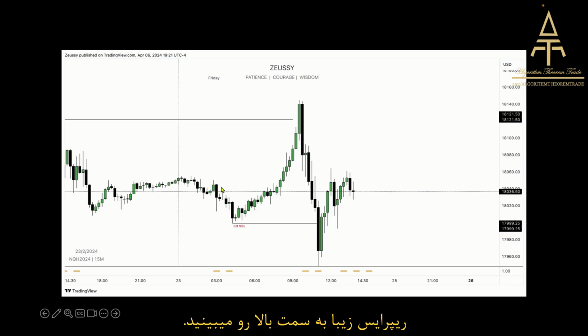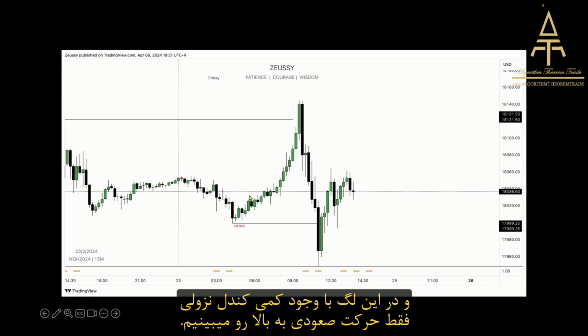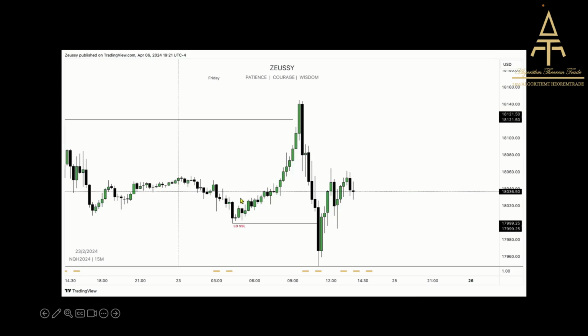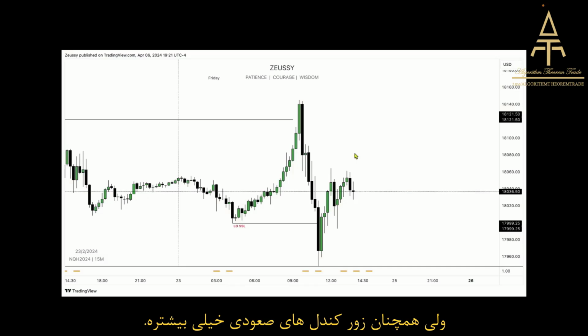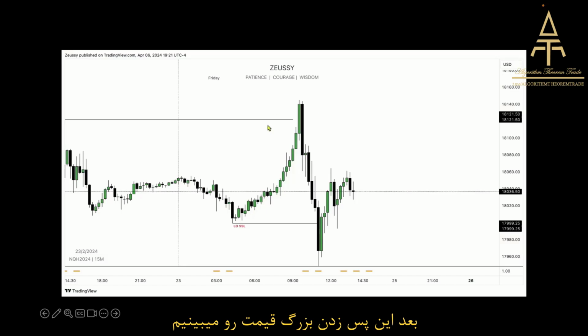Here we're on the 15-minute chart, and we can see this beautiful repricing higher. Nothing but bullishness inside of this leg higher. Of course, there are a few down close candles, but the up close candles outweigh the down close candles significantly. Then we see this big rejection of that price level right here.